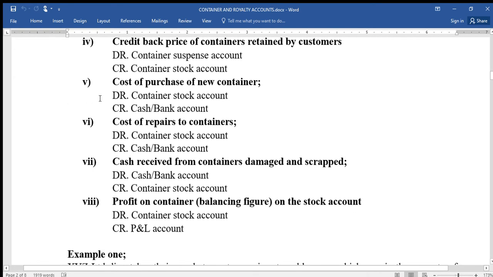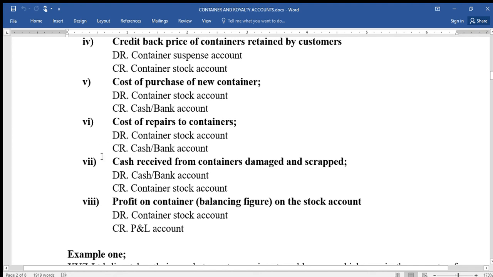Then five, the cost of purchase of new containers: we debit the container stock account and we credit the cash or bank account. In the cost of new containers, we debit the container stock account because the stock of containers is increasing. It increases by debiting. Then we credit cash or bank because we are buying the stock using cash, either cash or bank.